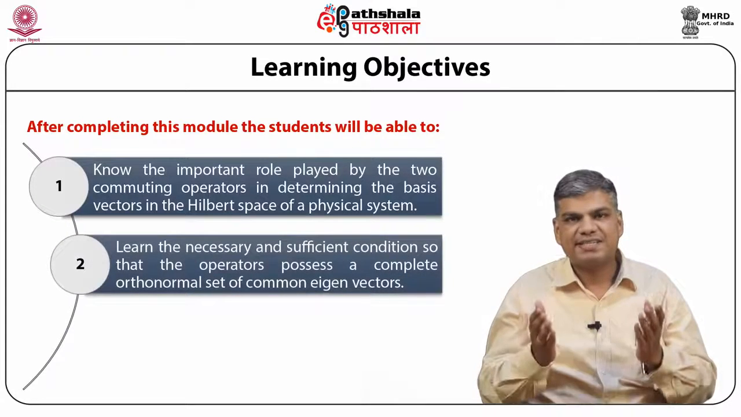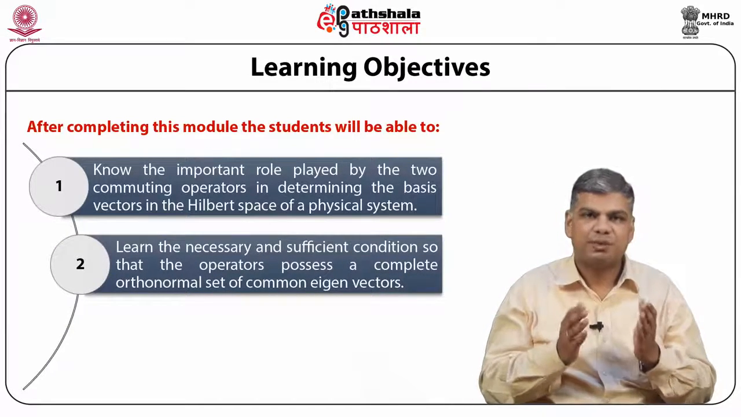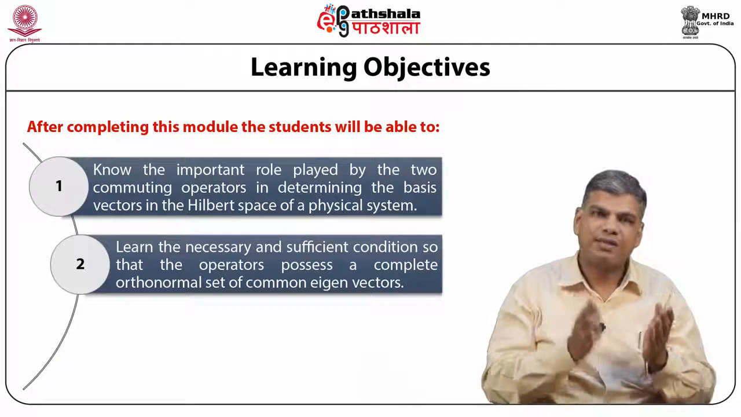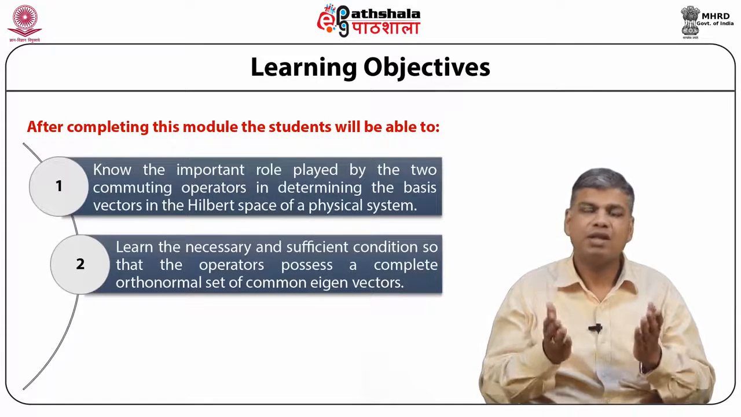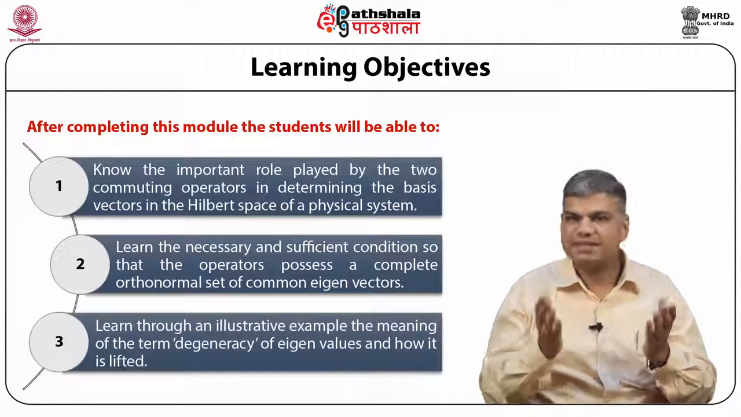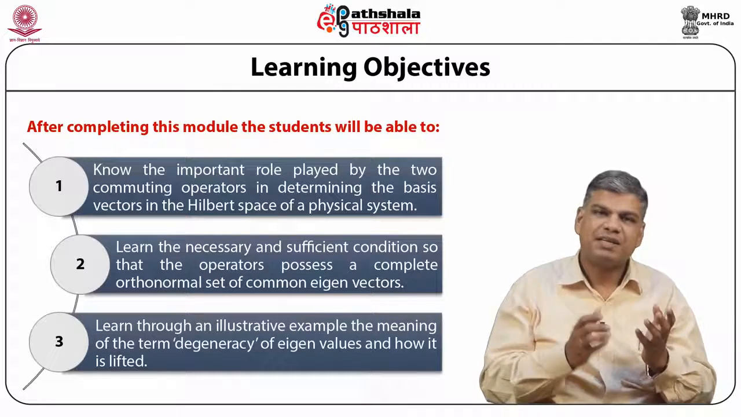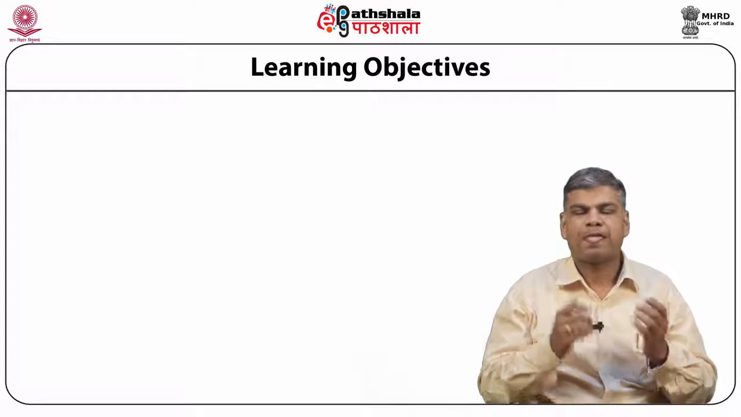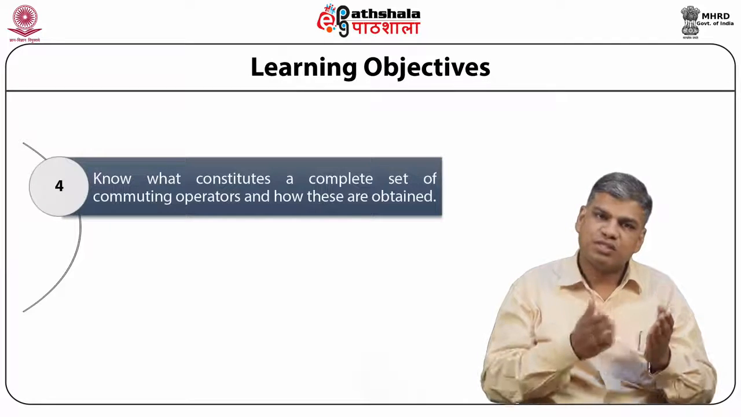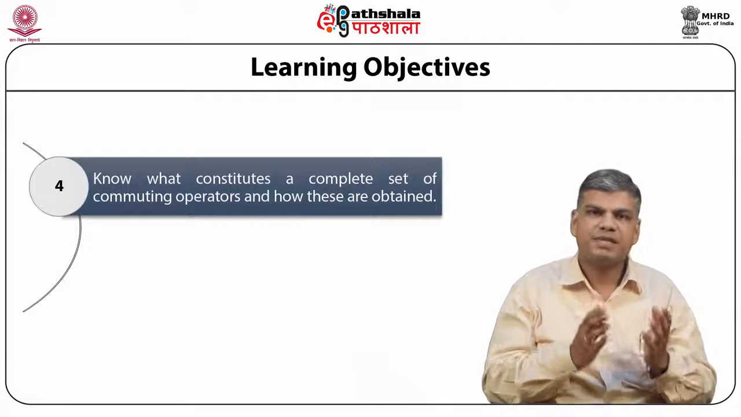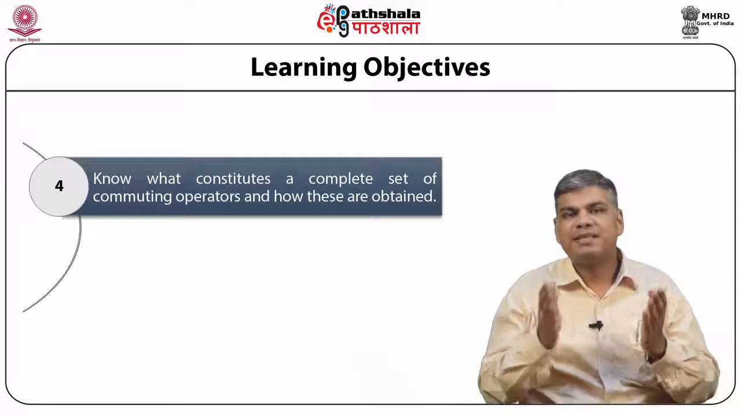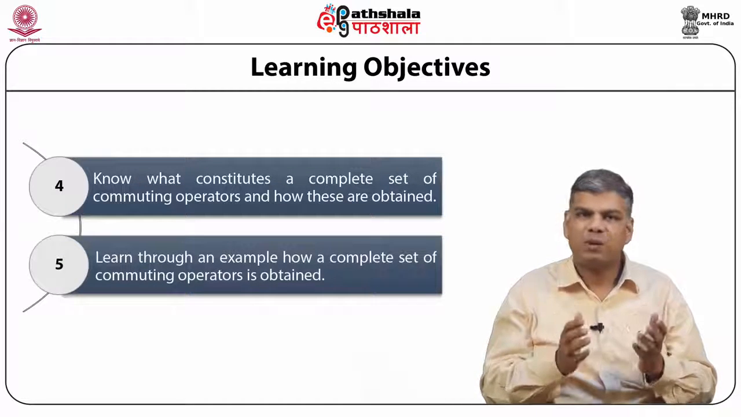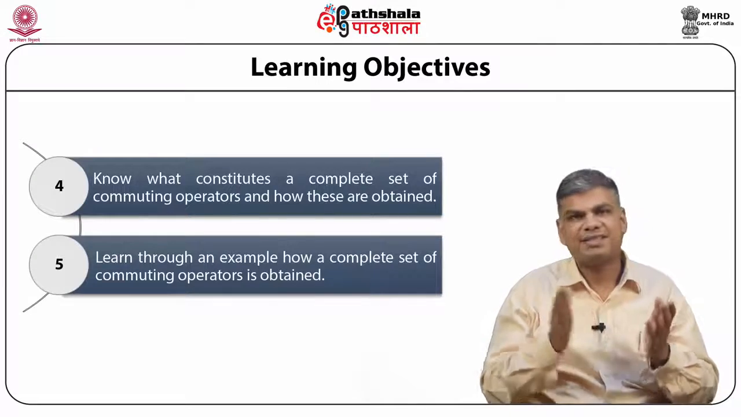We'll learn the necessary and sufficient condition so that the operators possess a complete orthonormal set of common eigenvectors. Then we learn through an illustrative example the meaning of the term degeneracy of eigenvalues and how it is lifted. After that, we'll know what constitutes a complete set of commuting operators and how these are obtained. And finally, we learn through an example how a complete set of commuting operators is obtained.